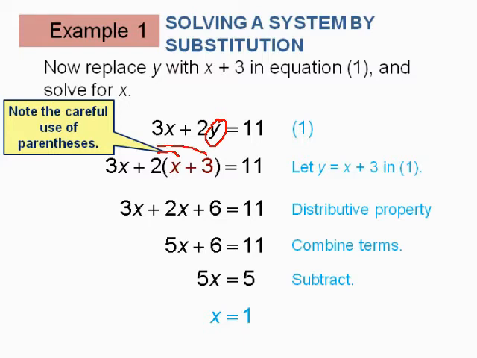Now distribute, and we get 3x plus 2x plus 6 is 11. Collect like terms: 5x plus 6 is 11. So go ahead and subtract 6 from both sides, and we end up with 5x equals 5. Dividing both sides by 5, x is 1. But that's not the answer yet.